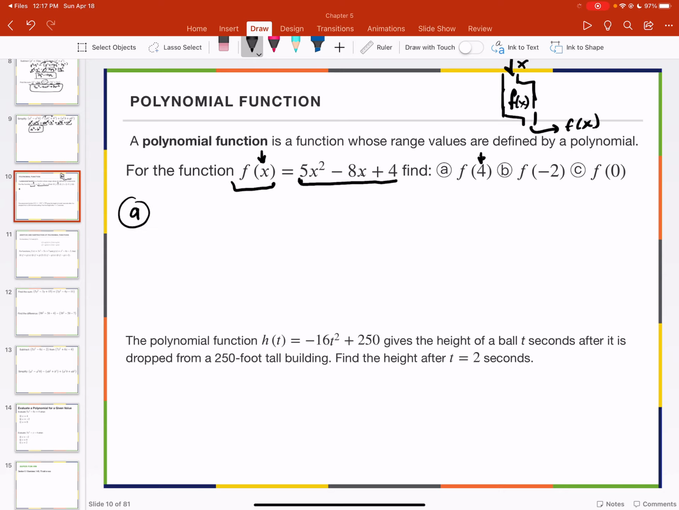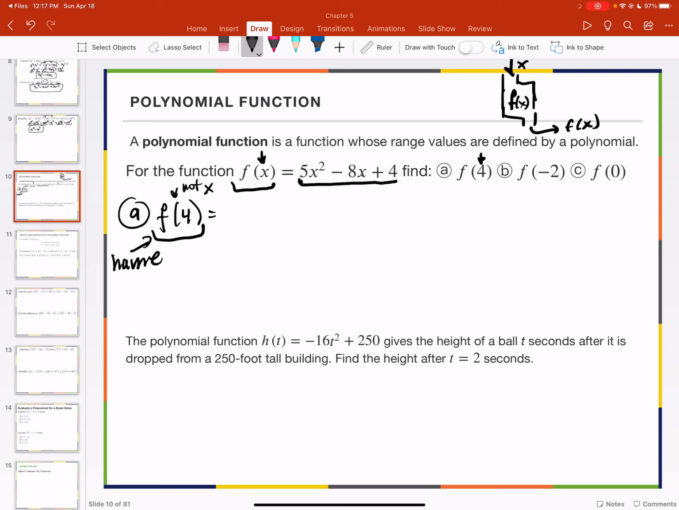So f of 4, we say f of 4. Now, this is not multiplication, not times, even though sometimes you can use parentheses as multiplication. This is a notation. This is like a name. This is just saying the function f evaluated at 4. So technically that's saying this specific value of the function evaluated at x equals 4, okay? And anytime you see an x, you just put a 4.